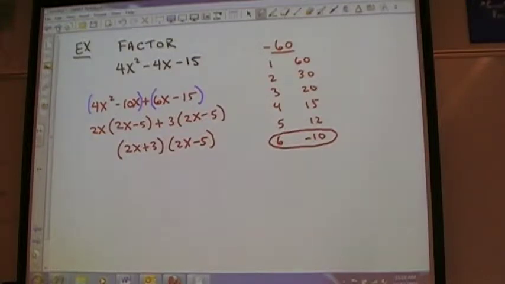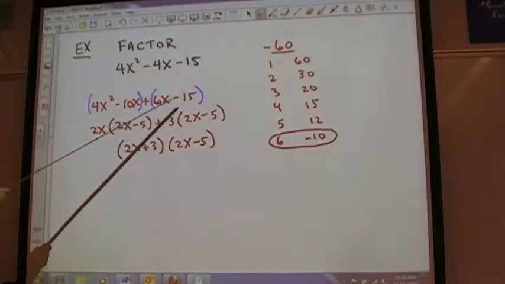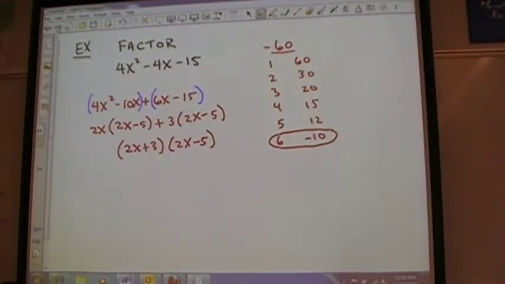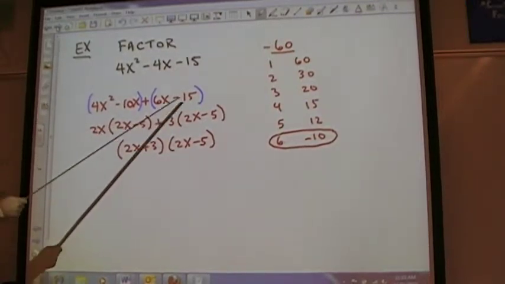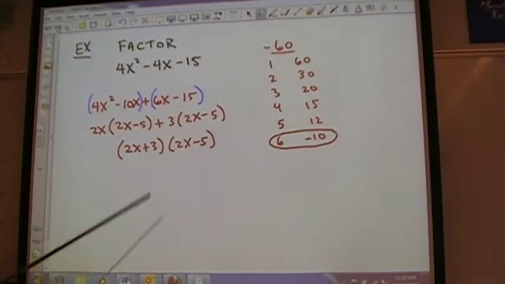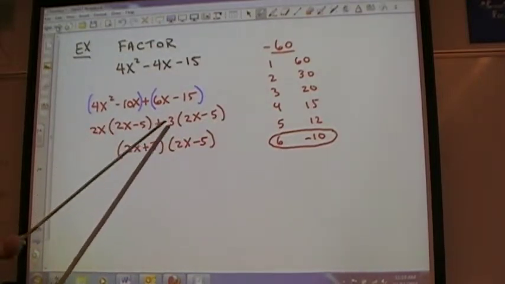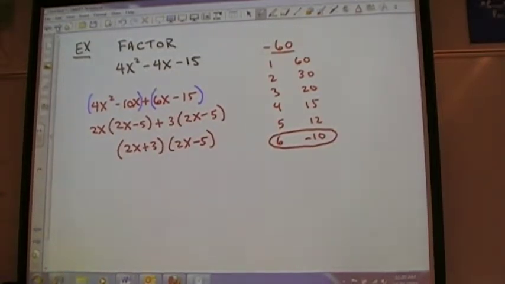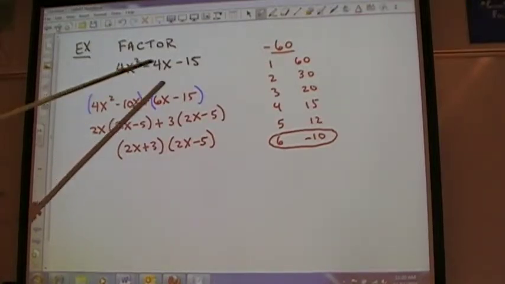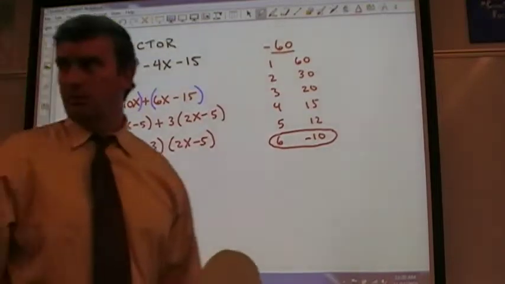Okay? So I rewrote it as 4x squared minus 10x plus 6x minus 15. Group those two. What can I take out of this set? 2x. You're left with 2x minus 5. What can I take out of here? 3. You're left with 2x minus 5. Combine like terms. 2x plus 3 and 2x minus 5 are your factors. If you want to check your work, you would FOIL it, and you would end up with 4x squared minus 4x minus 15. Question?